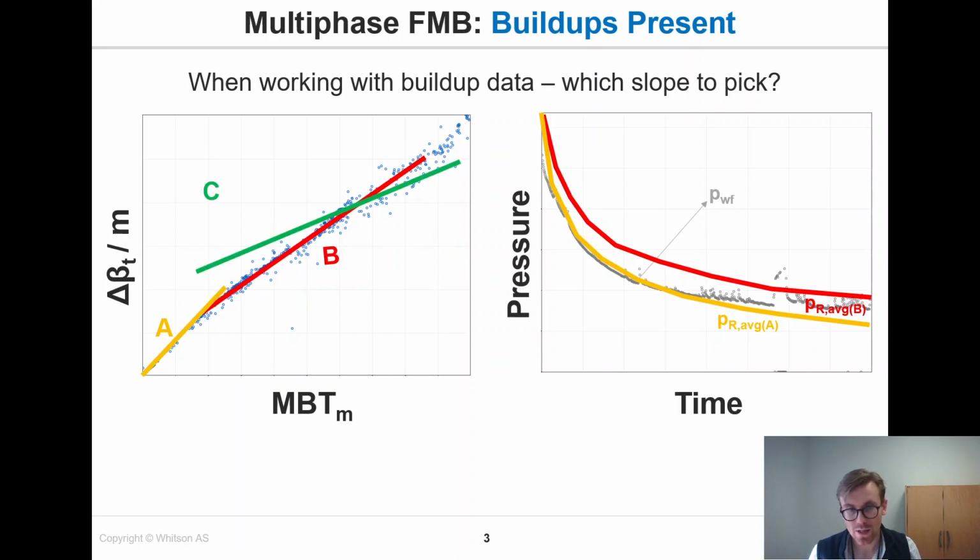And actually in this scenario, you would have to go to a slope C that doesn't intersect with your data, but that assures that you have an average pressure that at least intersects this data, if not is higher, such that you get a consistent average pressure estimate versus time compared to your bottom hole pressures.